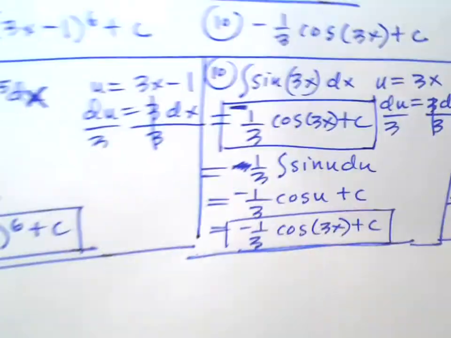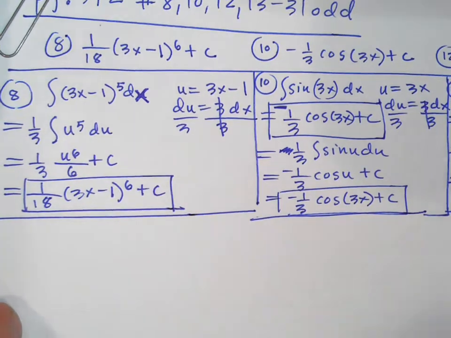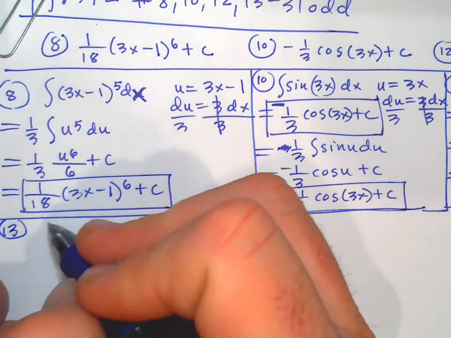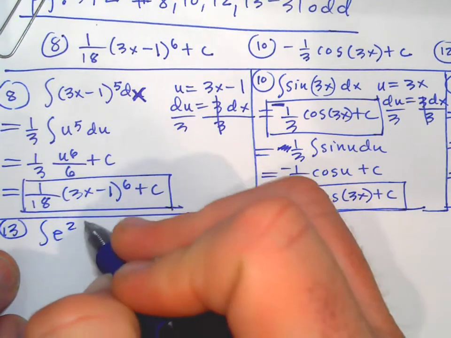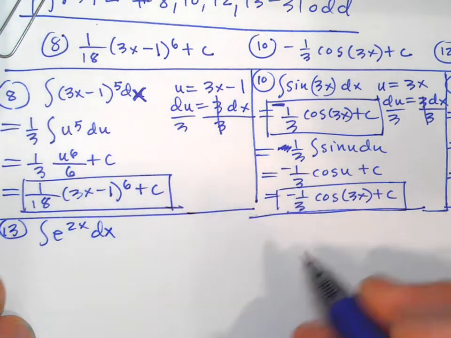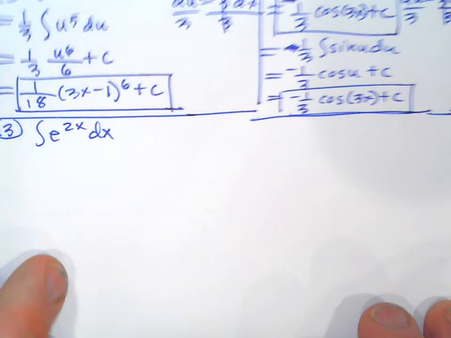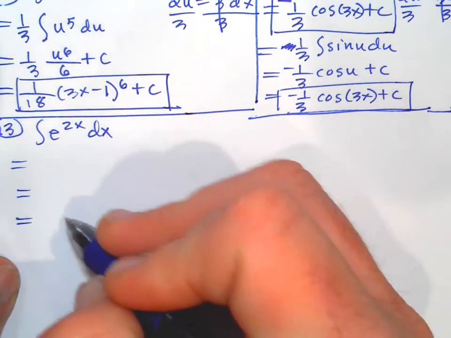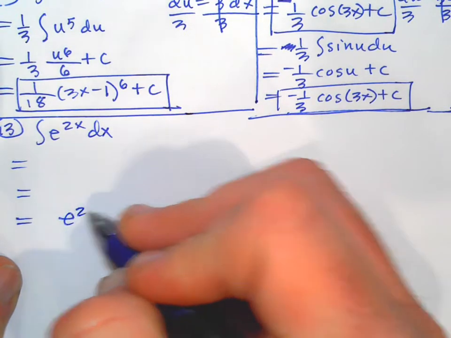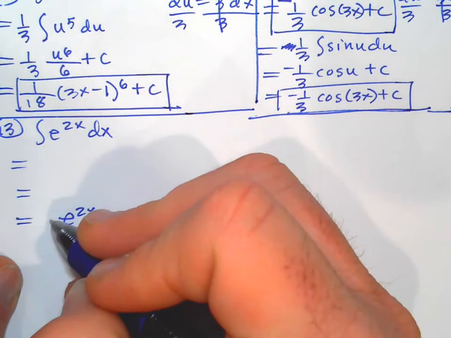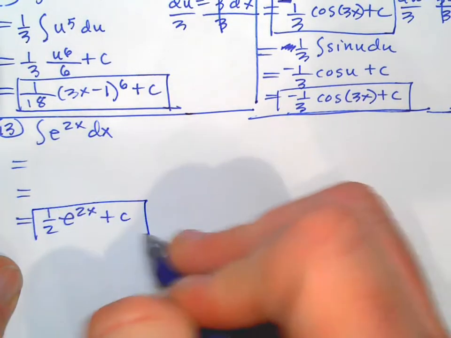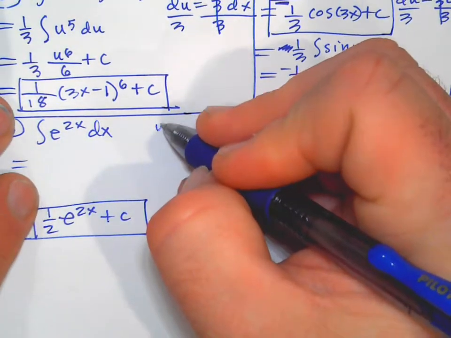All right, so those are the evens. The rest are odds. You should check those. 13 is e to the 2x dx. So I personally think, oh, you know what? I can totally avoid this. I could just say the antiderivative of e to the 2x is e to the 2x. It's going to pop out an extra 2, so I'm just putting 1/2 in front plus c and say it's good. Or you could do u-substitution.